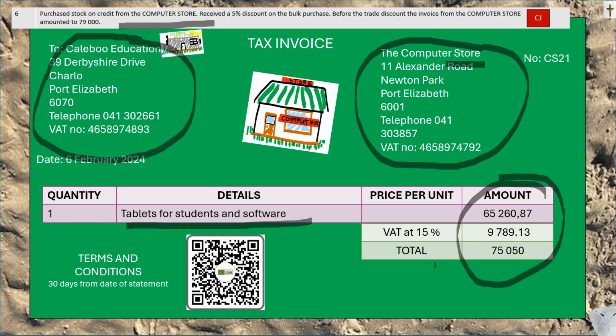So we purchase stock on credit from the computer store and receive a 5% trade discount. Remember, trade discount is not recorded. We're going to record the amount less the trade discount. But this slide is just to refresh your memories of what an invoice looks like that we receive from the computer store. This is a credit invoice, and we are going to record that invoice. Remember, when we make a purchase on credit, it will get recorded in the creditor's journal.